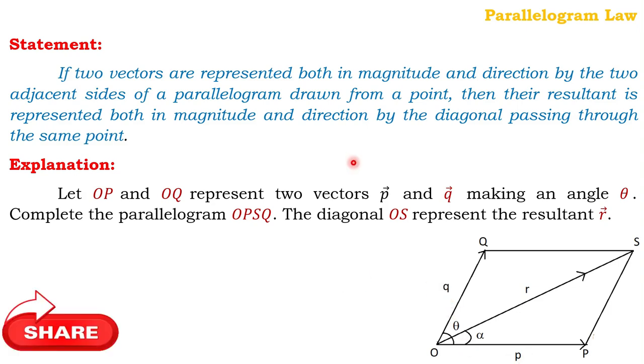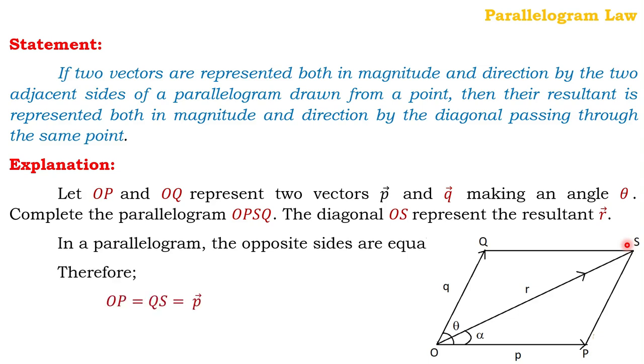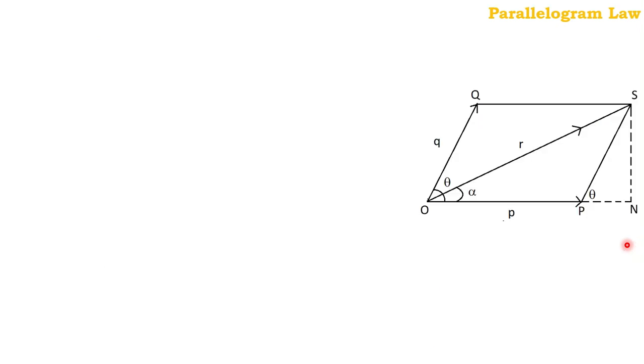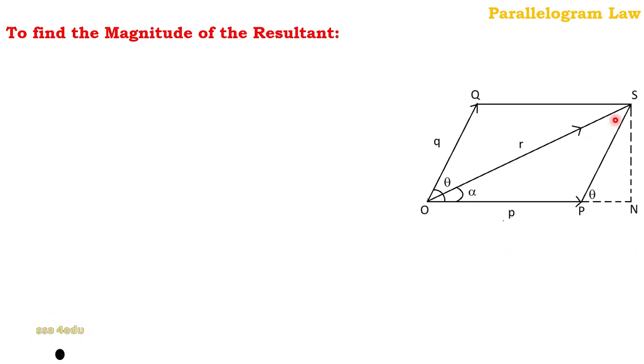We know that for a parallelogram, opposite sides OP bar and QS bar are equal, as well as OQ bar and PS bar. These are also equal. It can be stated as OP equals QS equals P bar and OQ equals PS equals Q bar. Let us try to calculate the magnitude of the resultant of the vectors, that is R bar.